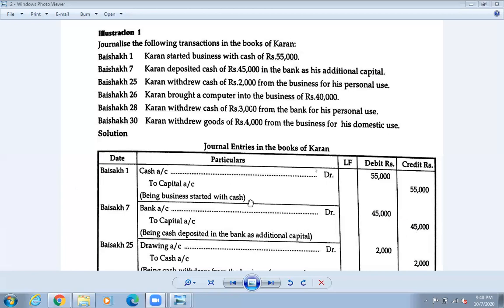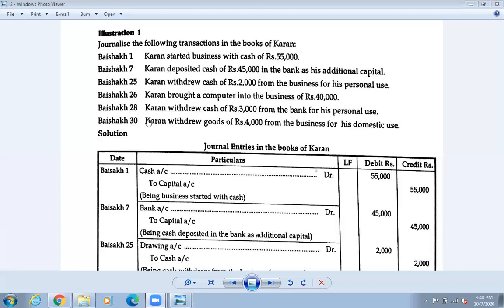So what will we write down in the description? Being cash deposited in the bank as additional capital. Okay, you can write down like this. Otherwise, being cash deposited in the bank as his additional capital. No need to mention how much amount he has done. Otherwise, you can write all this also, no problem.